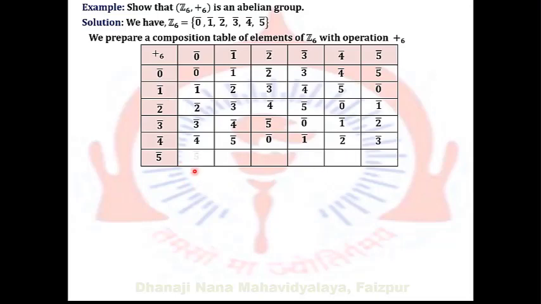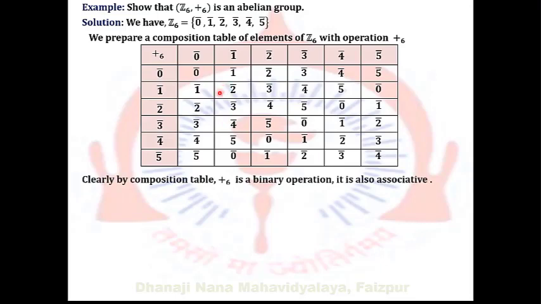5 bar plus 0 bar is 5 bar. 5 bar plus 1 bar is 0 bar. 5 bar plus 2 bar is 1 bar. 5 bar plus 3 bar is 2 bar. 5 bar plus 4 bar is 3 bar, and 5 bar plus 5 bar is equal to 4 bar. So clearly by the composition table we can say this operation addition modulo 6 is a binary operation and it is also associative. Also we see that 0 bar is an identity element in Z6 because 0 bar plus a bar is equal to a bar for all a bar belonging to Z6.